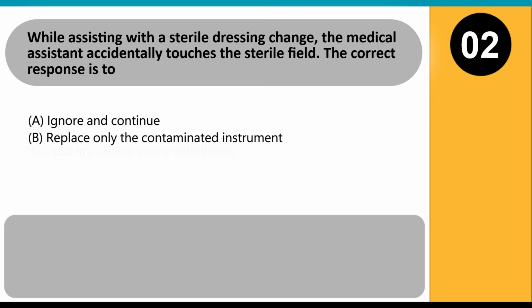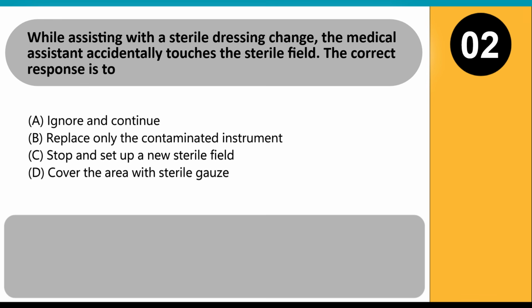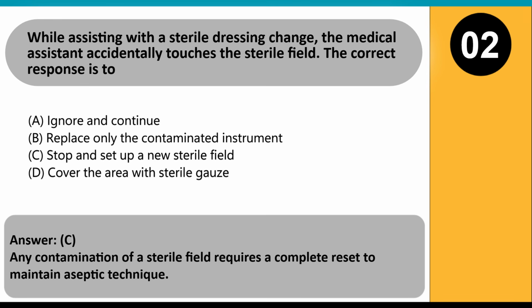While assisting with a sterile dressing change, the medical assistant accidentally touches the sterile field. The correct response is: A. Ignore and continue. B. Replace only the contaminated instrument. C. Stop and set up a new sterile field. D. Cover the area with sterile gauze. Answer: C. Any contamination of a sterile field requires a complete reset to maintain aseptic technique.